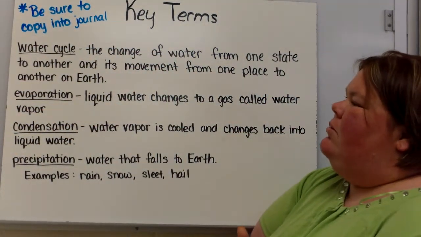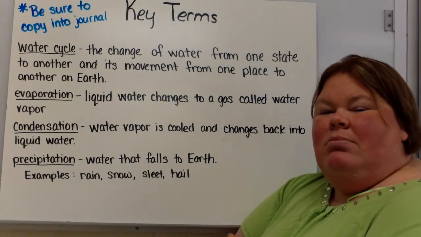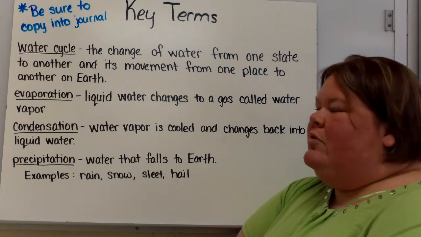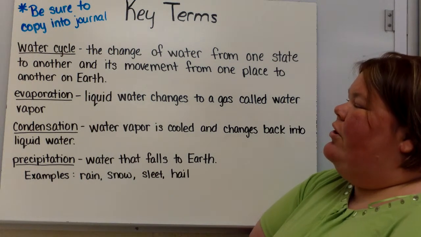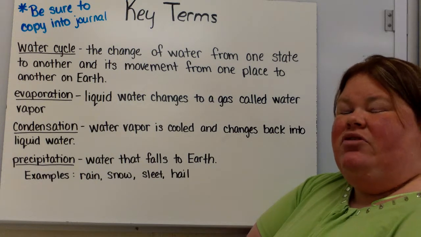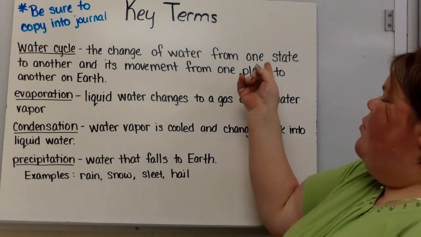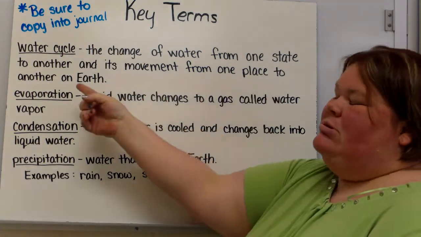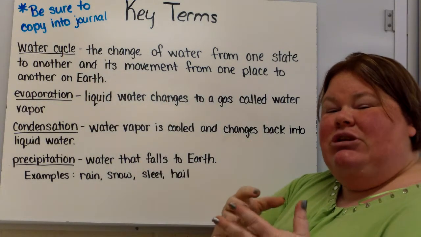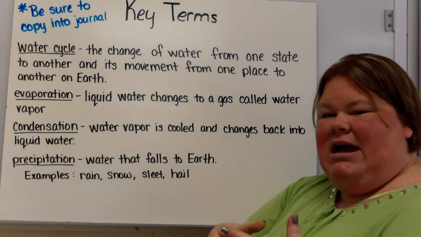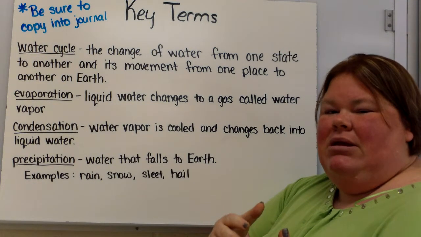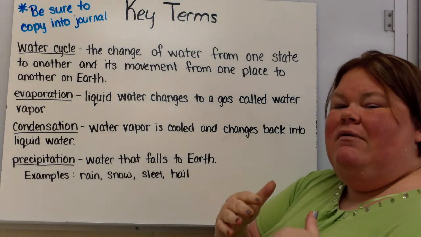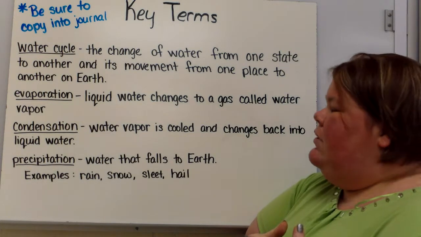Alright, here are some key terms for the water cycle. Please make sure that you write these down in your journal to go with the rest of your terms. First one is water cycle. The water cycle is the change of water from one state to another and its movement from one place to another on Earth. So it's changing from a liquid to a gas, back to a liquid, and it goes in a circle that way. But it's also moving from one location to another.